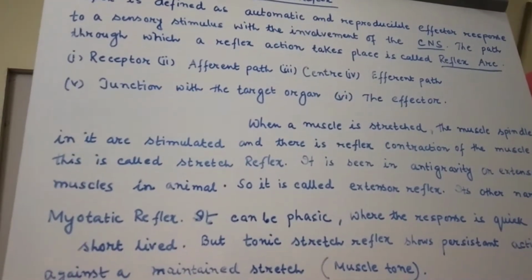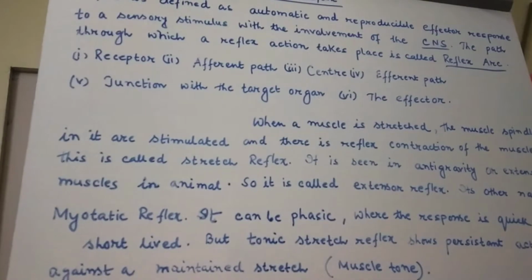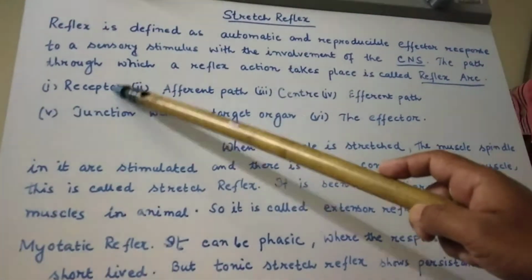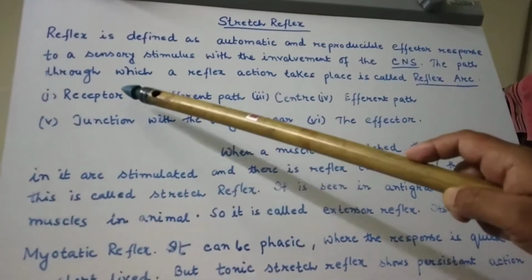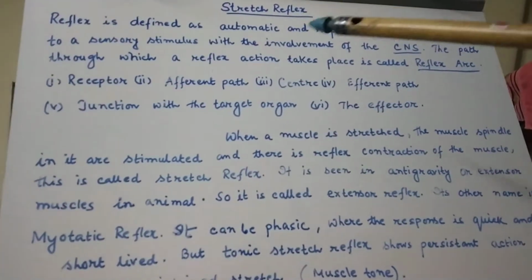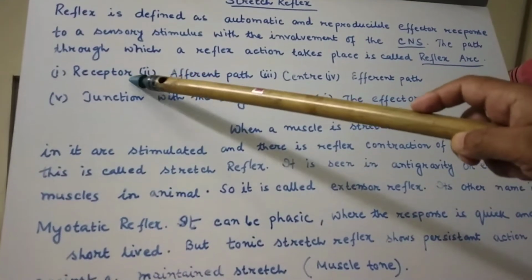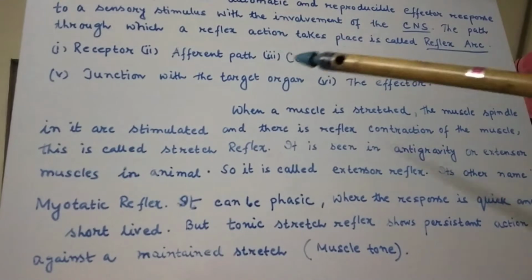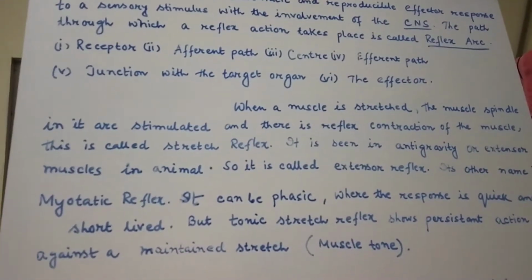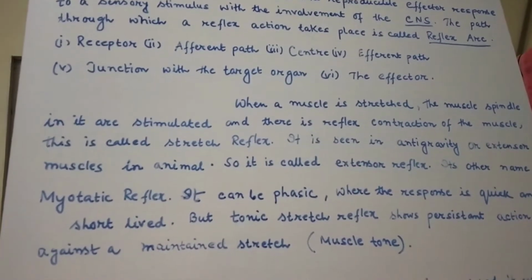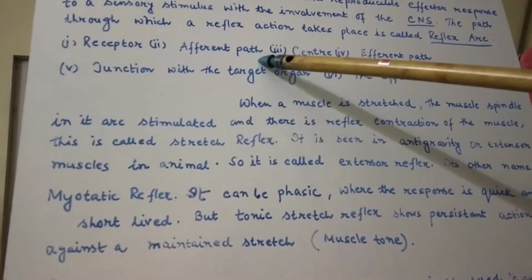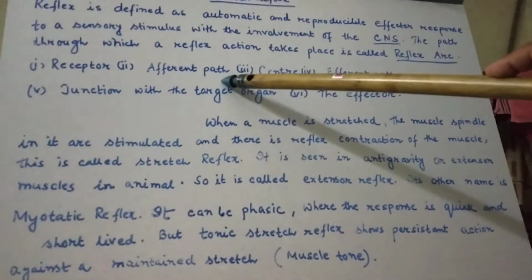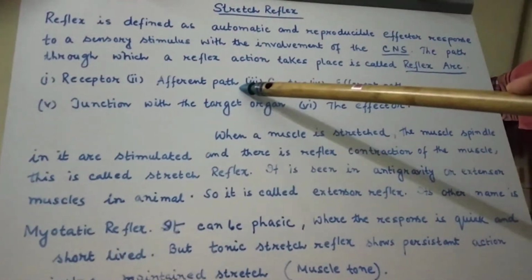First thing is the receptor. What is called receptors? Receptor means which receive the sensory stimulus. This sensory stimulus may be mechanical, maybe electrical, maybe chemical, like that. Now we are going towards the second part, the afferent path. The afferent path is basically made up of the sensory nerve, and this nerve carries the action potential.